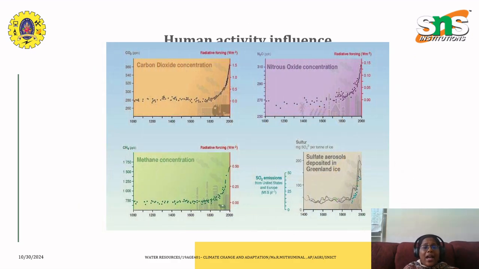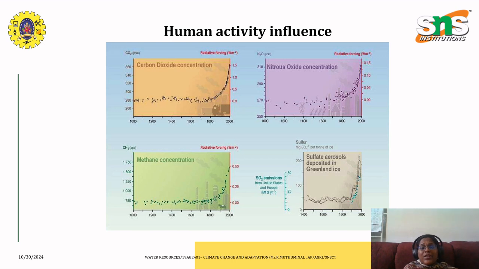This is the graph I have to show you of the human activity influence due to the carbon contents. Here, at the top right corner, what I have shown you is nitrous oxide concentration. This has been due to the radiative forcing of about 0.15, and the concentration here is shown until 310.